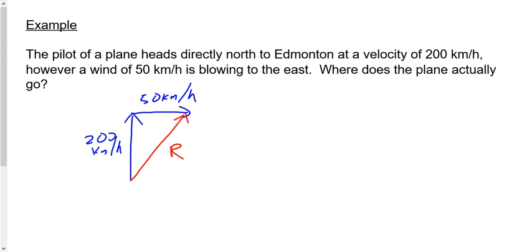Now, we can solve for the value of r. How? Yeah, it's the Pythagorean theorem, right? Square root of 200 squared plus 50 squared. We'll do that in just a second here.